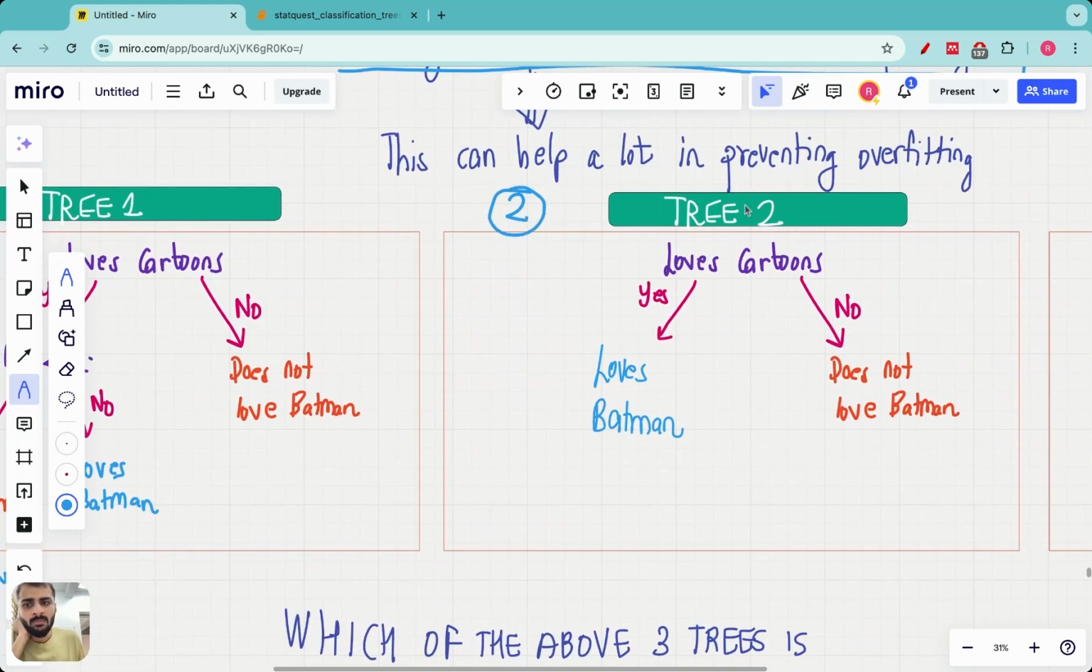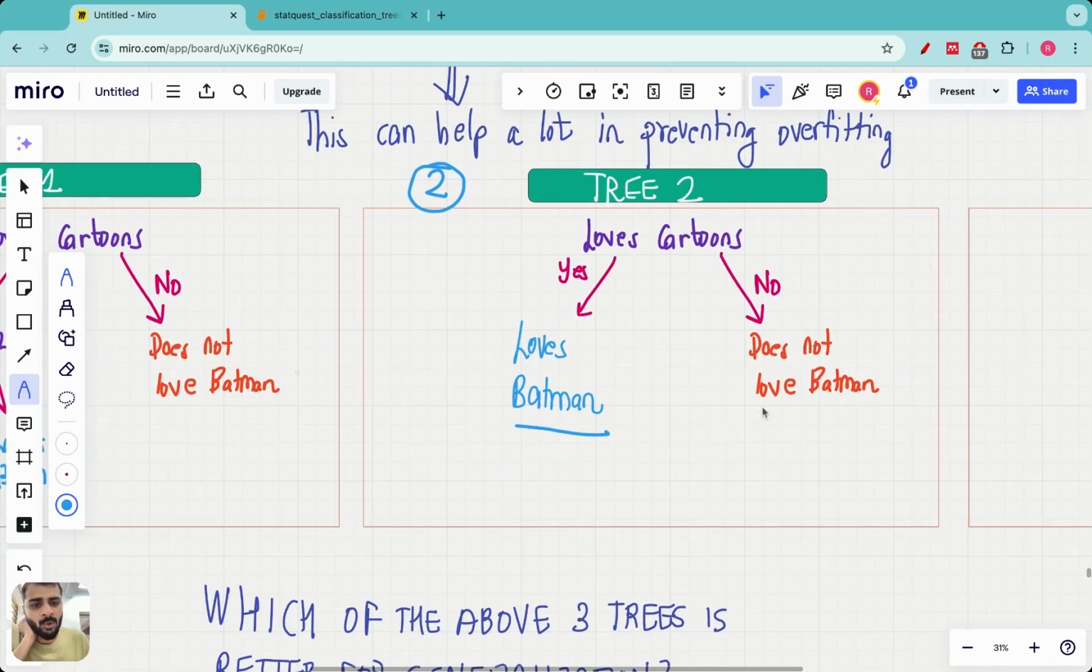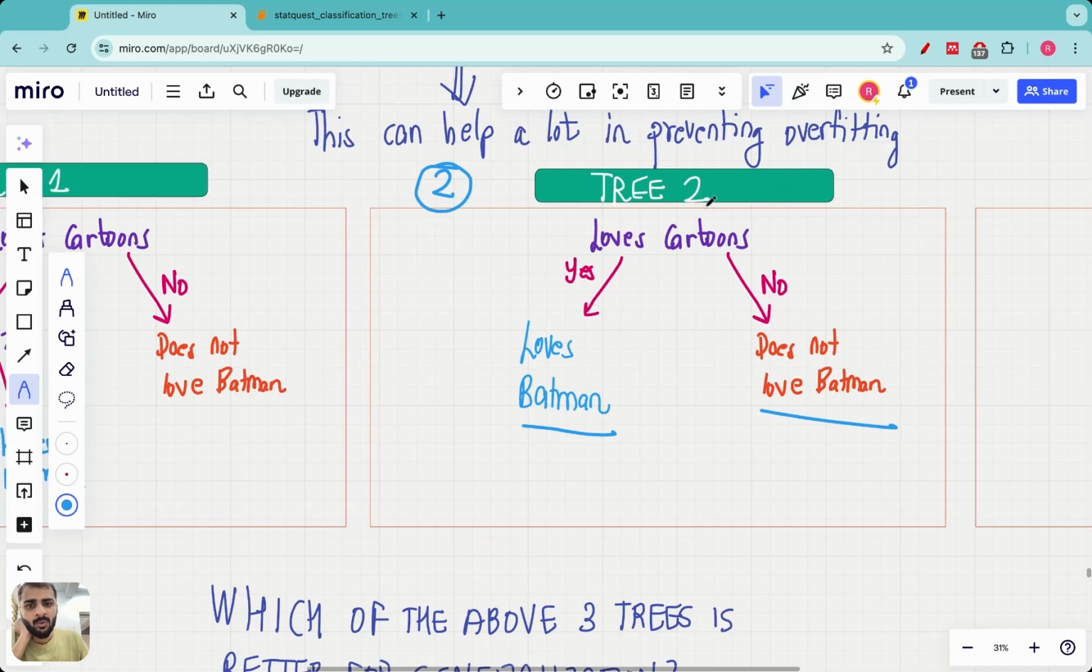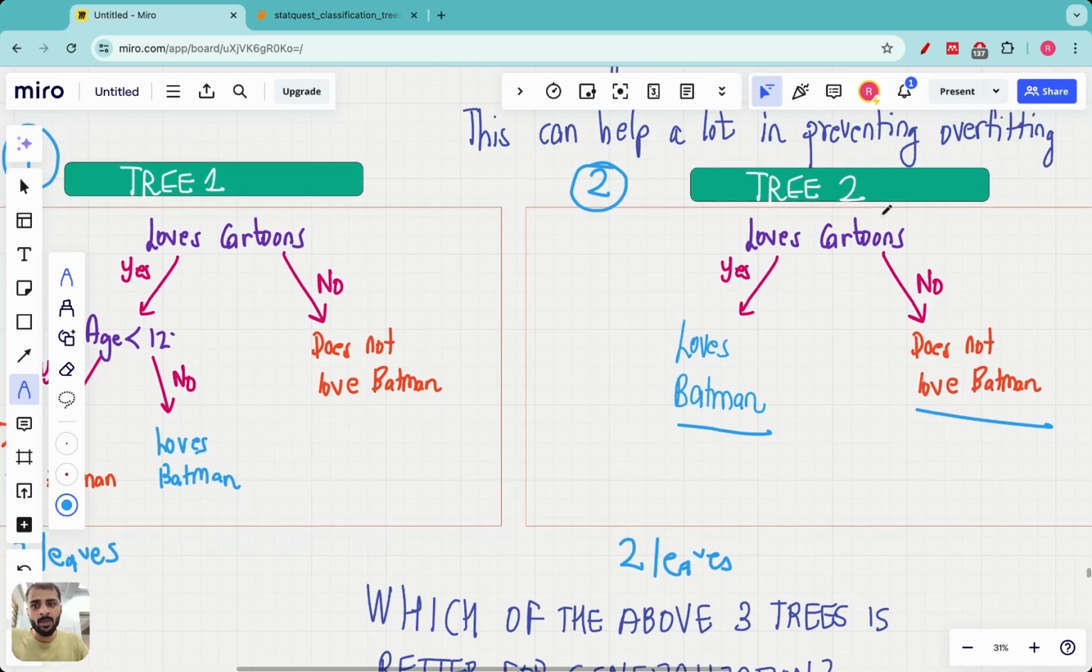In tree number two, I'm just going to ask one question at the start. Loves cartoons? Yes. If yes, I'm going to say they love Batman. If no, I'm going to say they do not love Batman. That's it. This is my tree number two. So here you can see the number of leaves. There are two leaves in this tree. So this is a pruned tree, right? Tree number two is pruned because we have reduced the number of leaves.